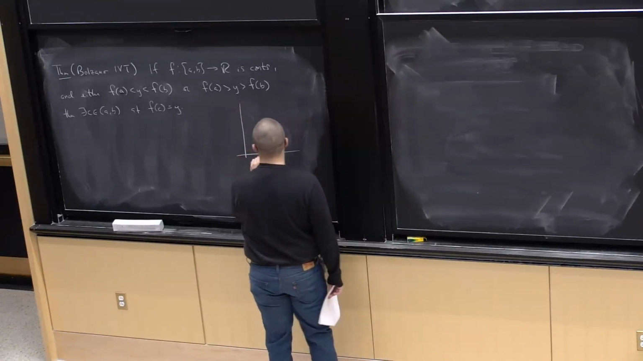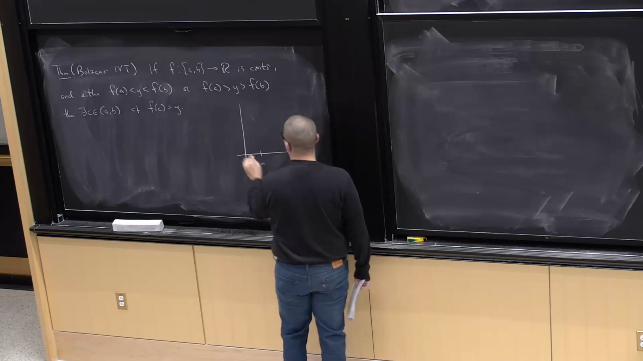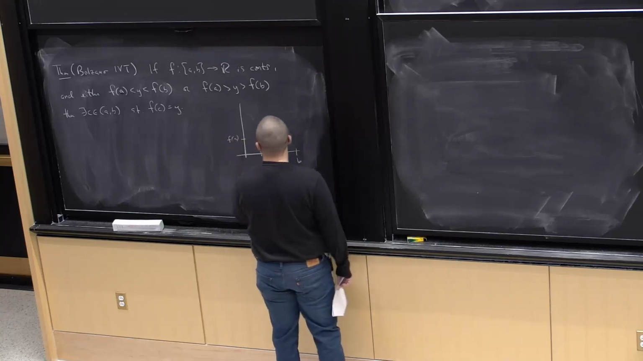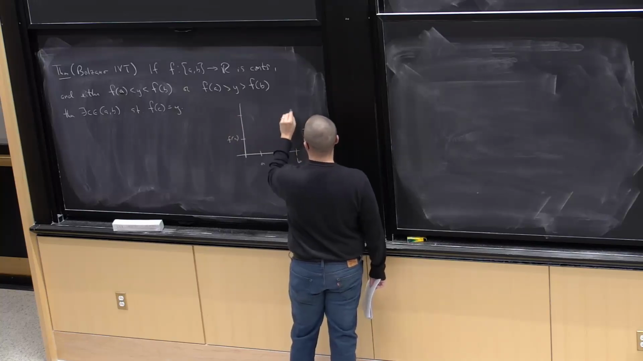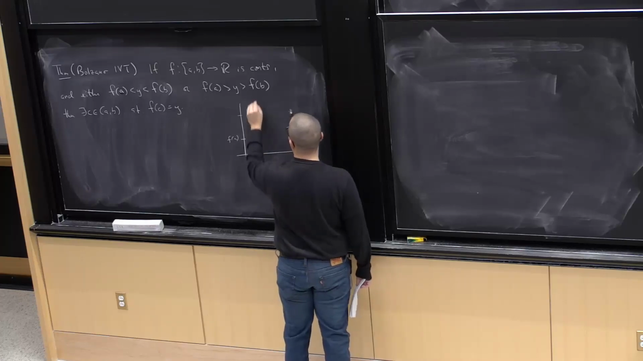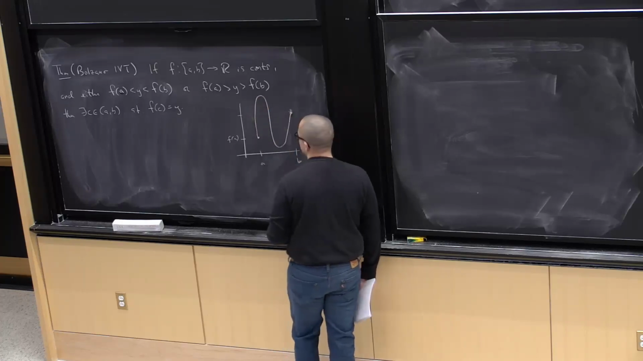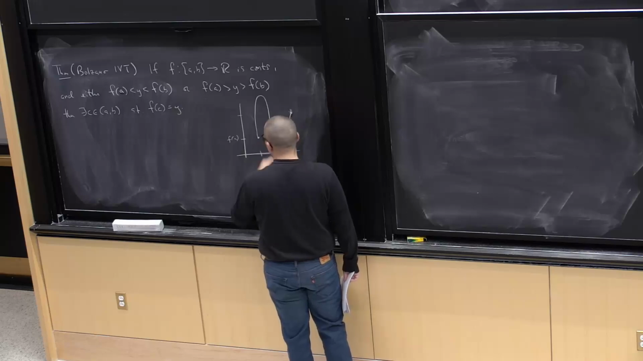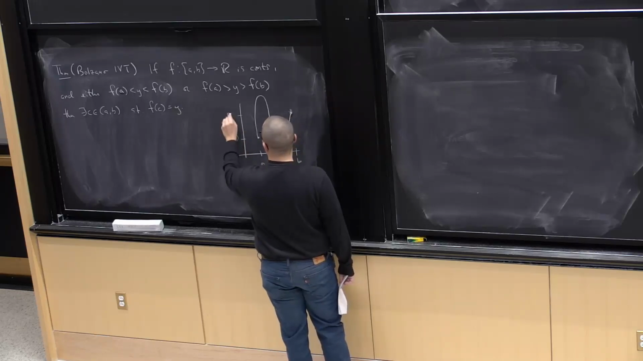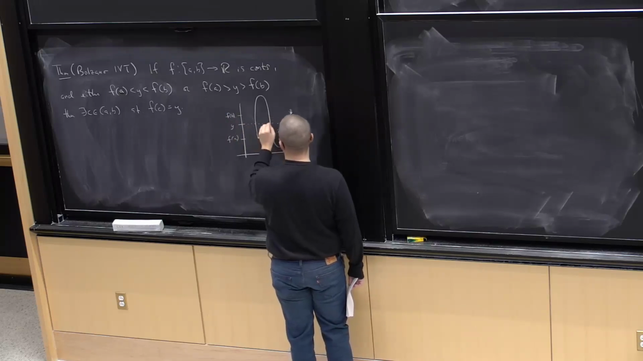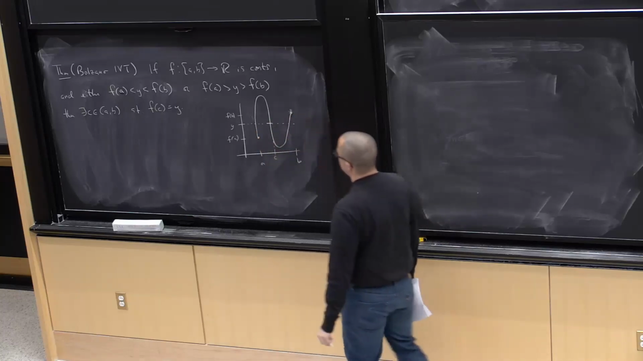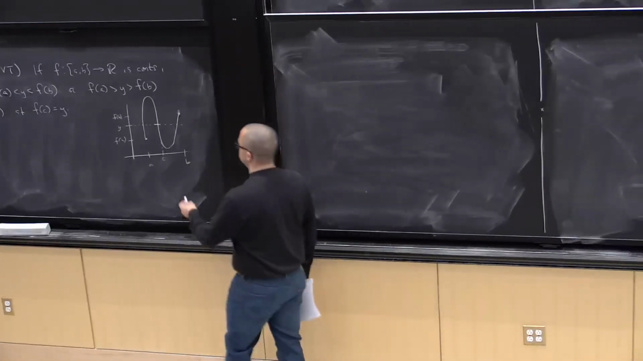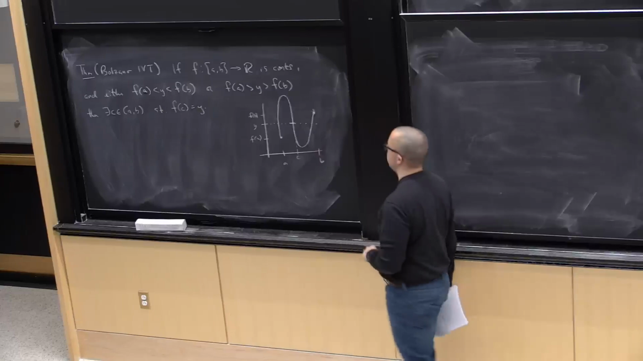I drew the picture that went along with this. a, b, f of a, f of b, and that could be the function, and if we take anything in between, then there has to be some c so that f of c equals y. Okay, at least in the picture I've drawn, there's three different guys, but there's always at least one.